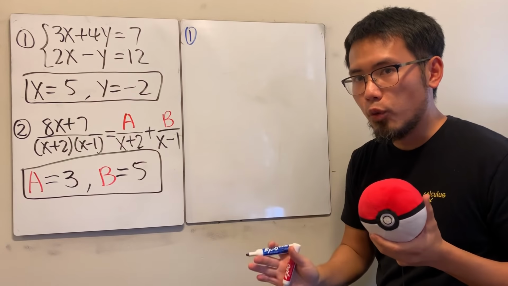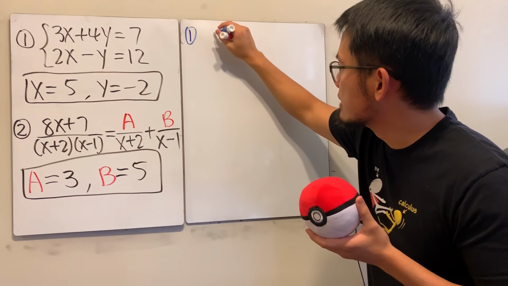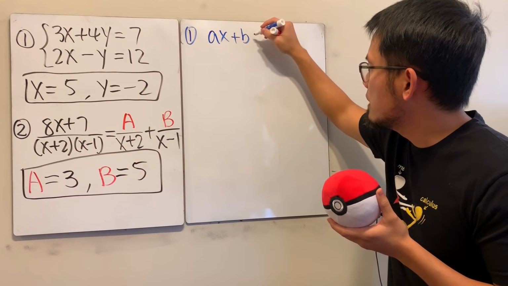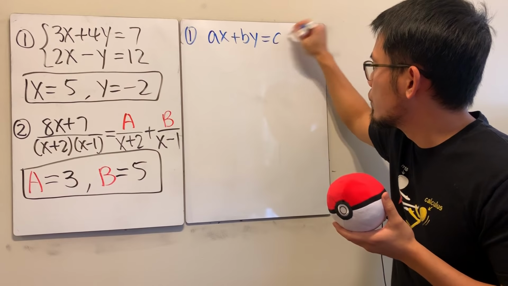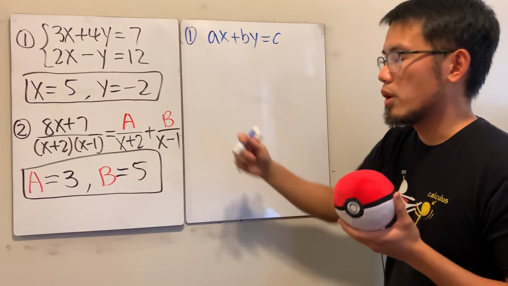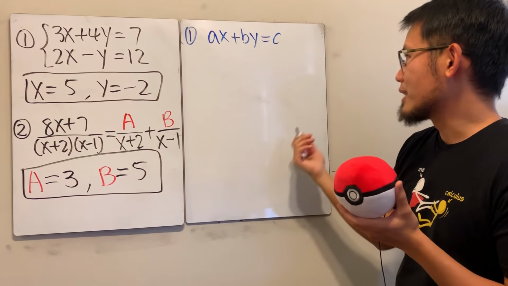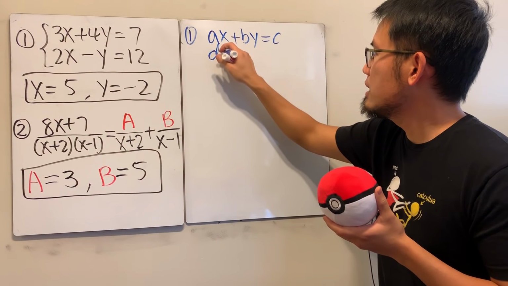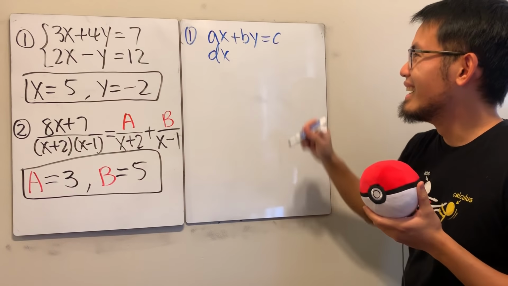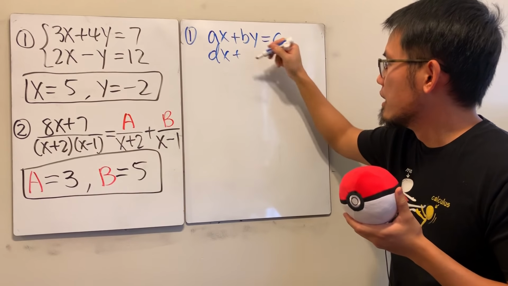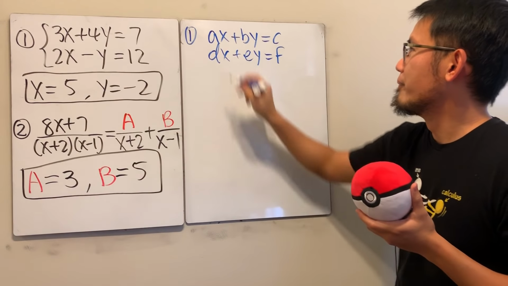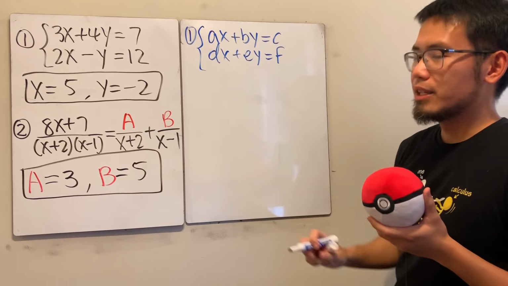So, the general form is the following. We will write it as ax, where a is just some constant, plus by, and that's equal to some other constant c. Same idea for the second equation, we'll just use more constants. So the next one is going to be dx. Well, this is not a derivative, so if you are taking calculus, don't be too excited. Plus ey, and lastly that's equal to f. So a, b, c, d, e, f are just constants.